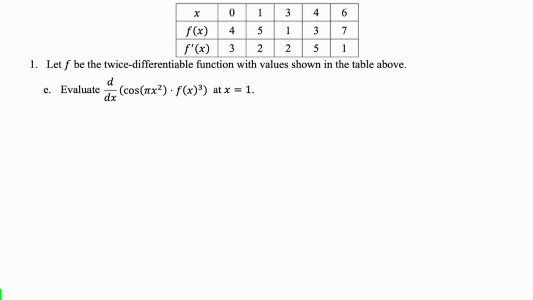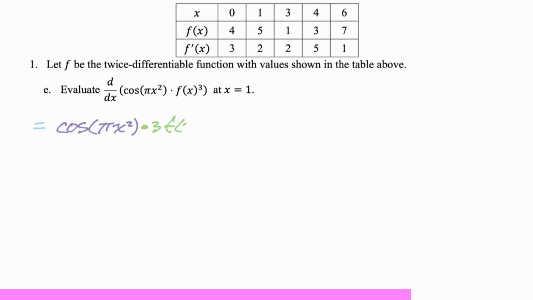All right, let's take a look at the next one. We want to evaluate d dx of cosine of pi x squared times f of x cubed at x equals 1. All right, so product rule, and within the product rule, a bunch of chain rule. This is really a Calc AB question. So it's first, which is cosine of pi x squared. Derivative of the second is going to be 3 f of x squared times the derivative of f of x, which is f prime of x, plus the second, which is f of x cubed, times the derivative of the first, which is the derivative of cosine, negative sine of that thing, so pi x squared, times the derivative of that thing, which will be 2 pi times x.